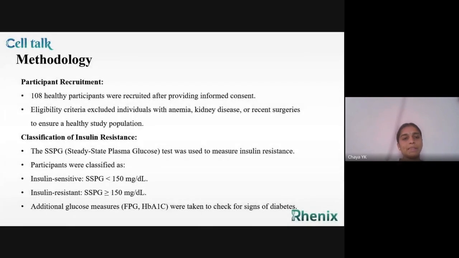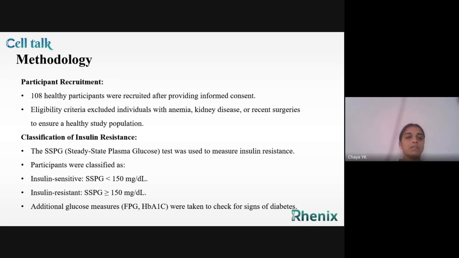And methods. The study began by recruiting 108 healthy participants who gave their informed consent, meaning they understood the purpose of the research and agreed to take part. To ensure accurate results, participants with certain health conditions like anemia, kidney disease, or recent surgeries were excluded, and only those in good health were included.